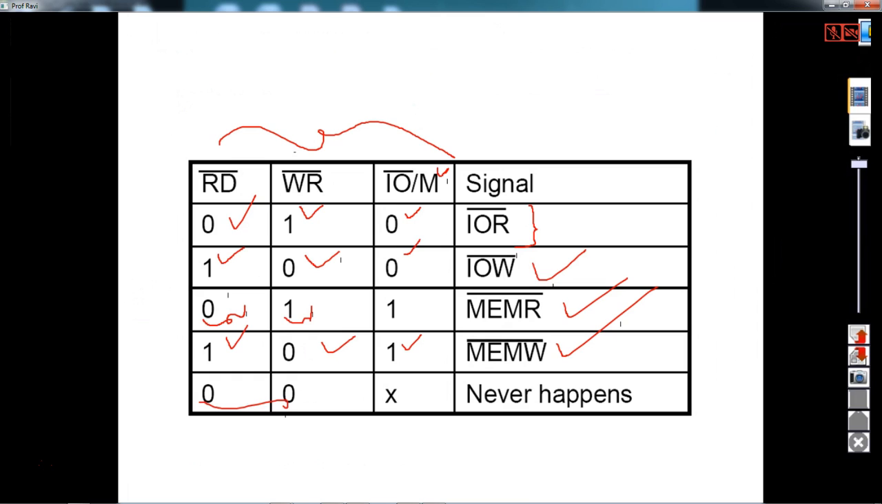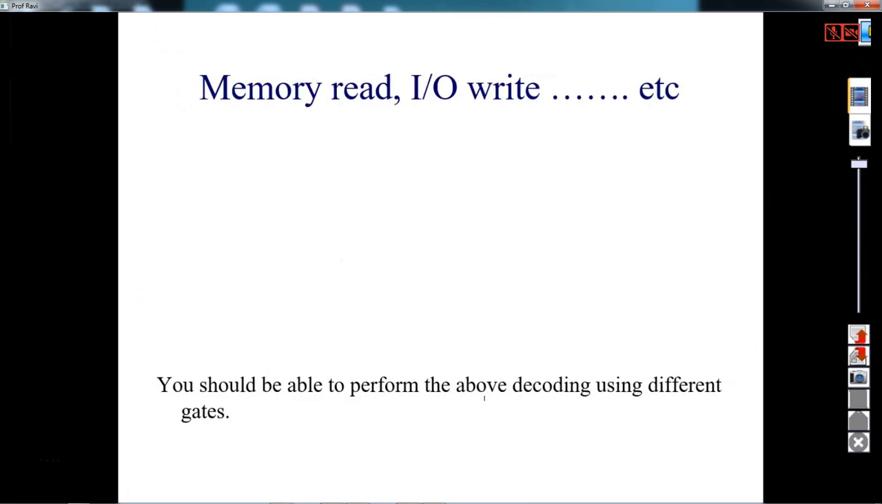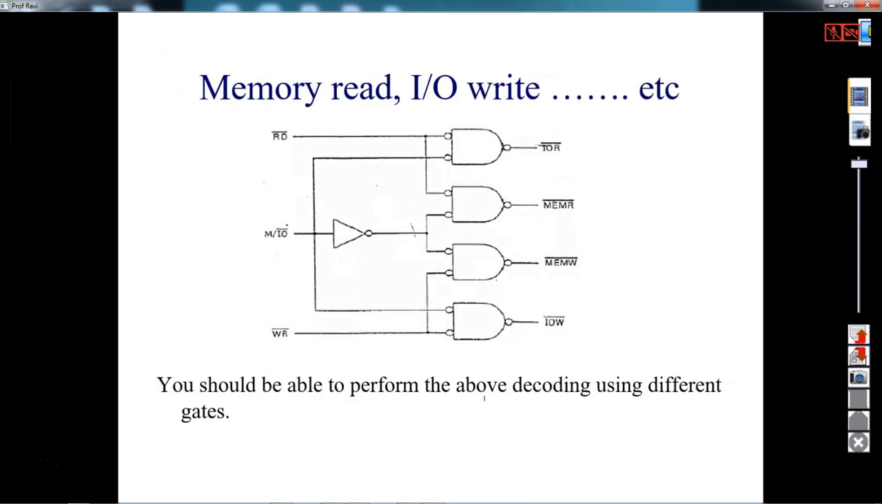If both are 0, whatever IO by M bar is, it should not happen, because the processor can do either a memory read operation, memory write operation, IO read operation, or IO write operation only. So then we need to generate these signals. These signals can be generated by using this kind of logic.